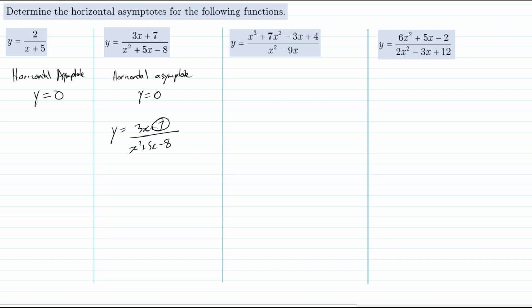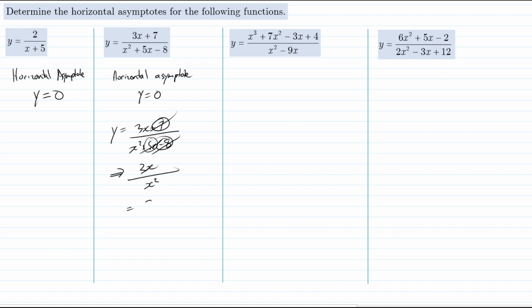So after a while, the numerator just starts to look like whatever the value of 3x is, because 7 is so small compared to the value of 3x once x gets big. The same kind of thing happens in the denominator. Once x gets huge, the 5x and the minus 8 are insignificant compared to x squared, so that it starts to look more and more like whatever the value of x squared is.